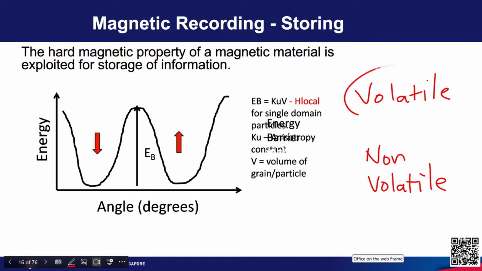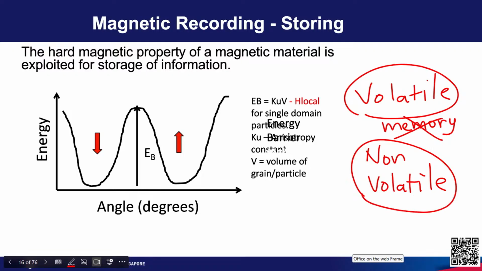So, volatile memory means a memory which will lose its data when you switch off the power. For example, DRAM and SRAM in the computer or your mobile store information when the power is on, and once you switch off the power, the data is gone. So, when we talk about non-volatile memory, these are devices that store the information even after you switch off the device.